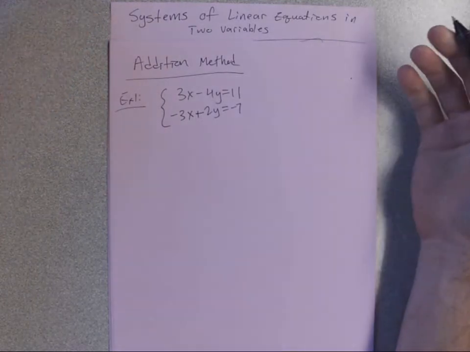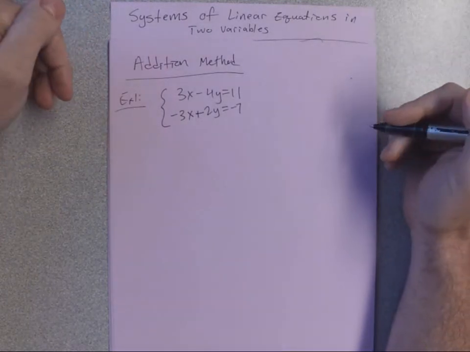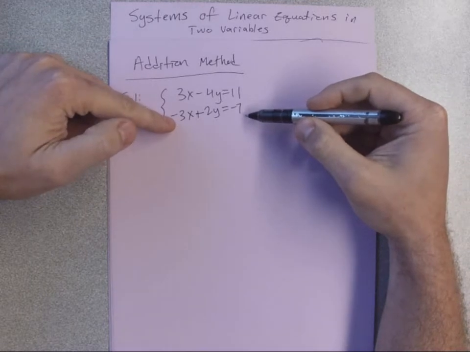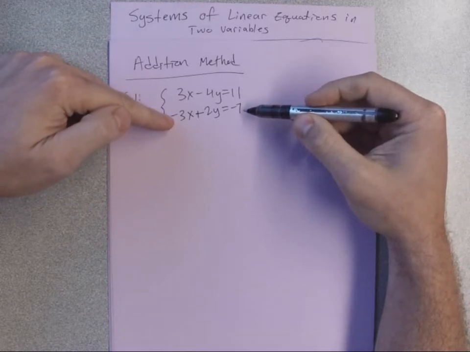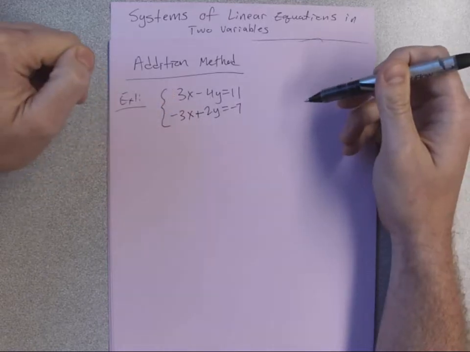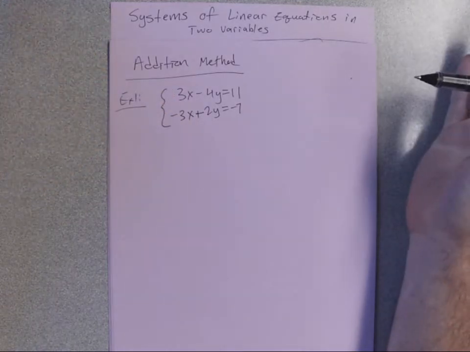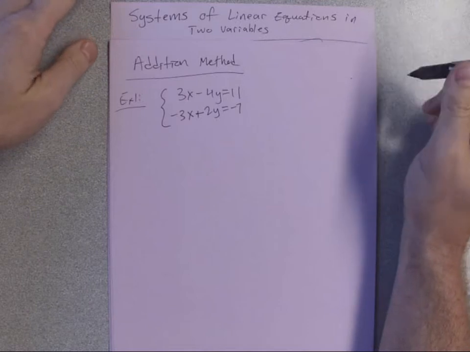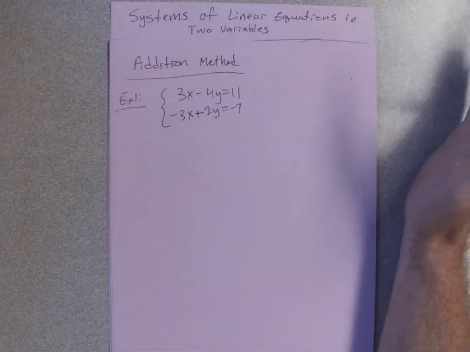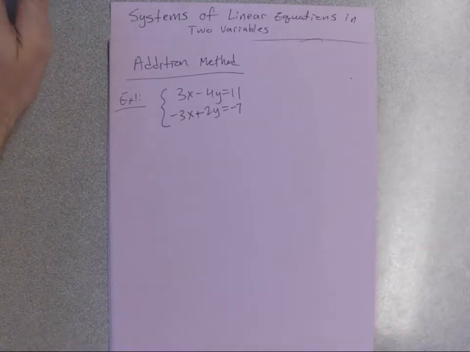We can go through the process of the substitution method like we did earlier. You solve one of the equations for one of the variables, so we could take the bottom equation and solve for x. Then we plug it into the first equation, and out would pop our y value. But with the addition method, it's a little faster and a little simpler, in some cases.